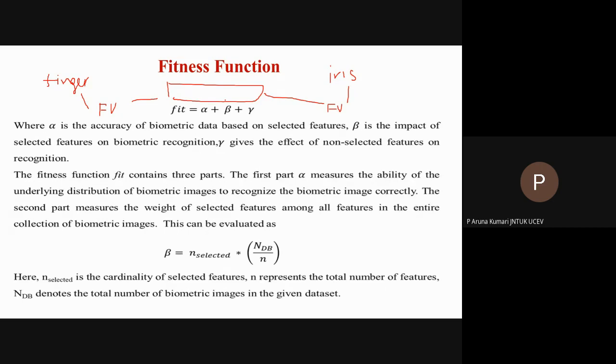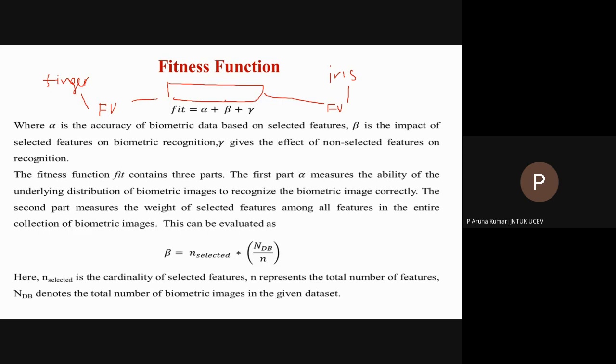Then obviously, we have to consider one factor in the fitness function: what is the recognition accuracy of the biometric data? With these selected features, how accurately are you able to recognize the person? That will be the main component of your fitness function that you have to increase.